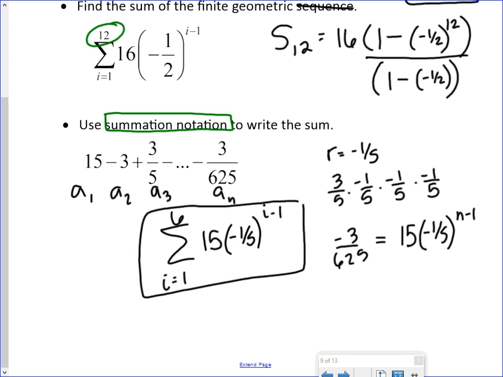These letters should always match. So if you prefer ends only, you just always make them end. That's fine. It doesn't bother me. So what I didn't do there is actually find the sum. I only wrote the summation notation. And that to me is what that direction is asking for. Write the summation notation to represent the sum.